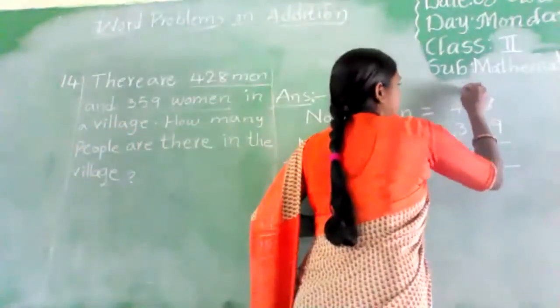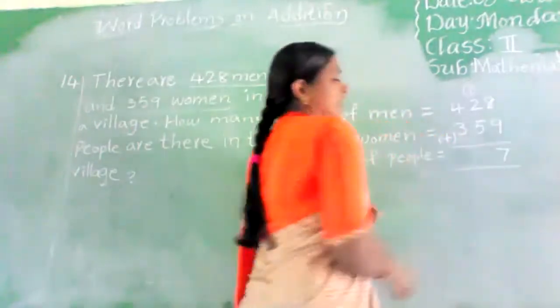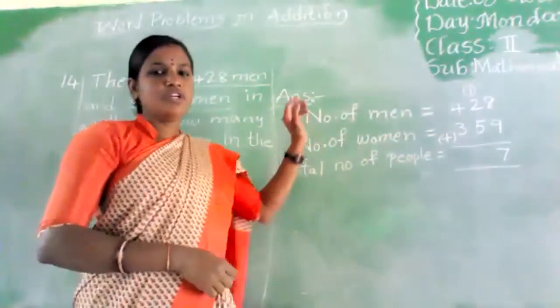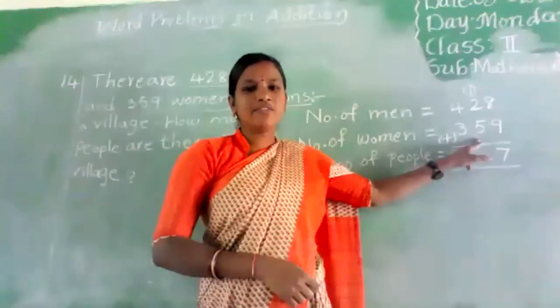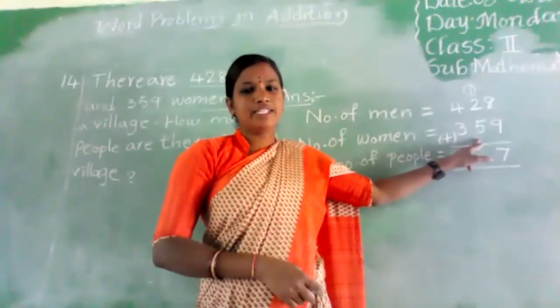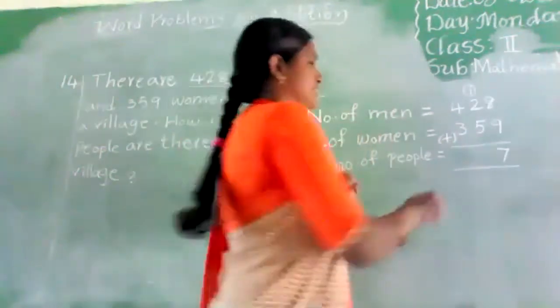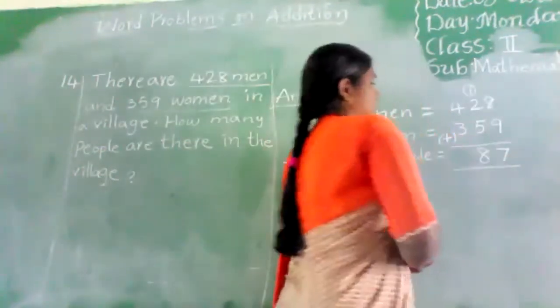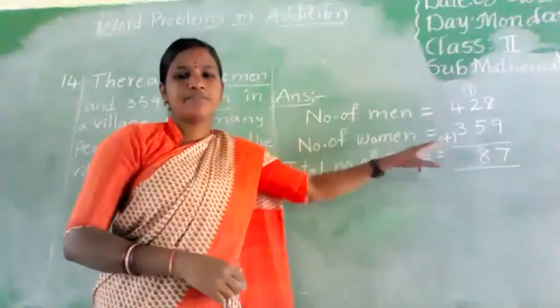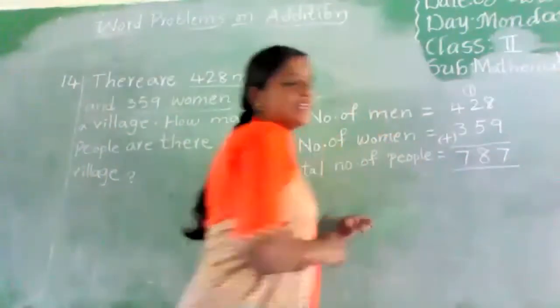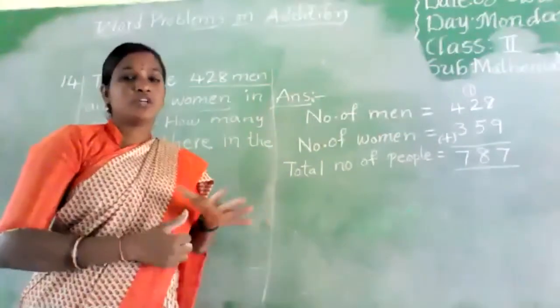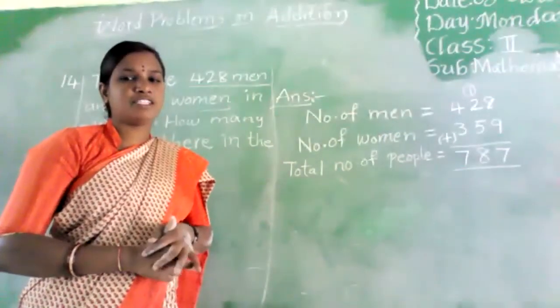So 1 we take as carry, 7 we write under the ones. Now 1 plus 2 is 3. 3 plus 5 is 8. Next, 4 plus 3 is 7. So in total, how many people are there in your village?